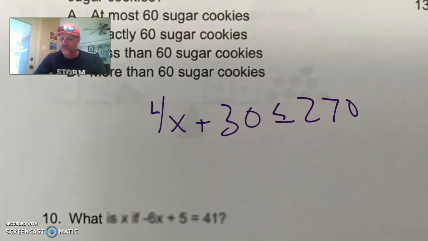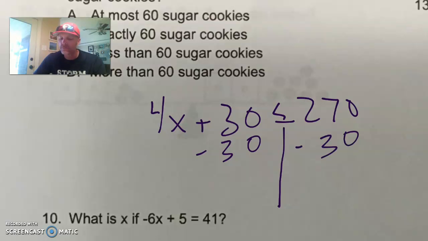So you're going to draw a line. You're going to do the inverse. It means the opposite. You got to do it to both sides. So 4x less than or equal to 270 minus 30 is 240.